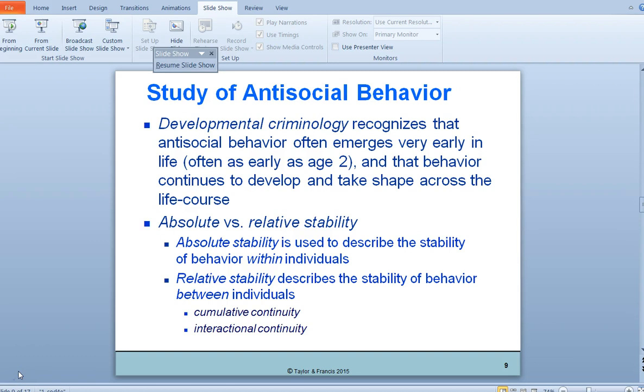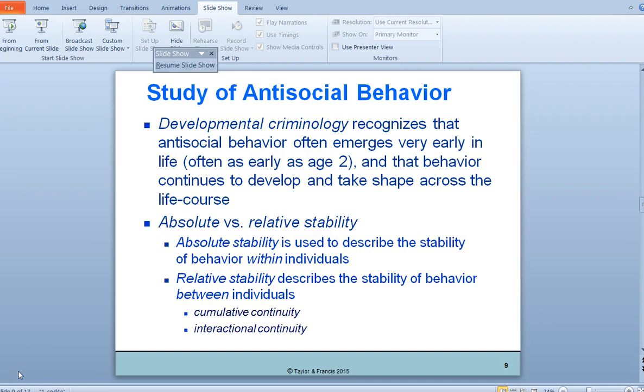There are two processes that may reduce stability in behavior, and that's cumulative continuity. That antisocial behavior produces negative consequences. In turn, these negative consequences promote the stability of antisocial behavior. It's a continuum. Interactional continuity states three things. Individual traits cause them to interact in a certain way within the environment. Individuals tend to create the same social situations over and over again, and stability in their social interaction creates stability in their behavior.